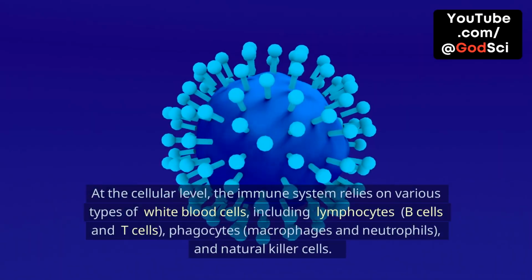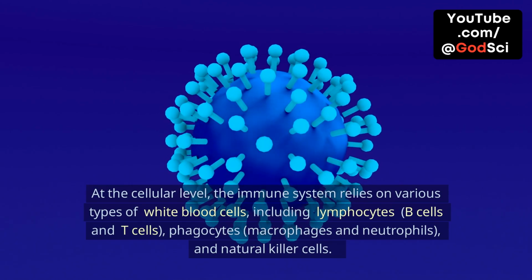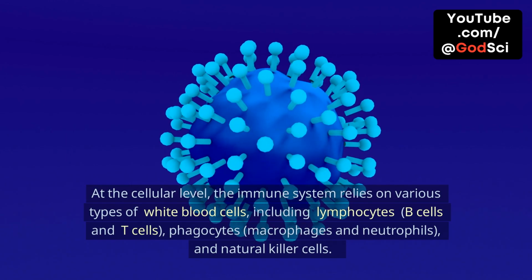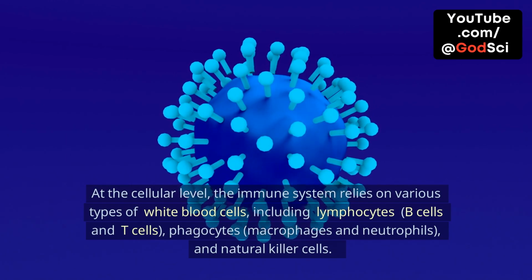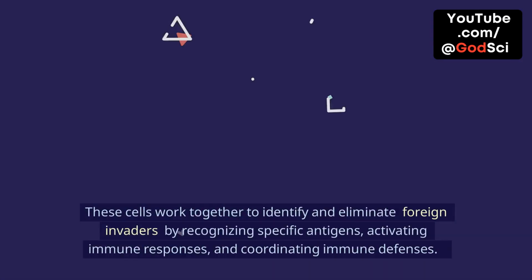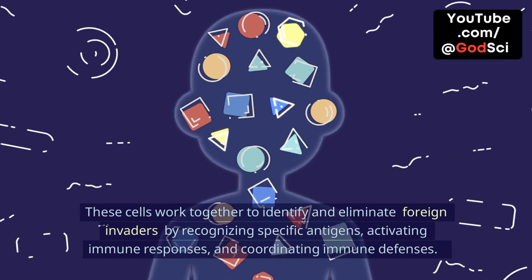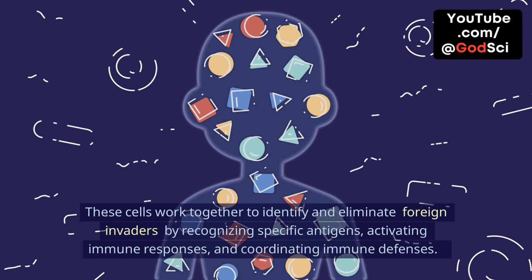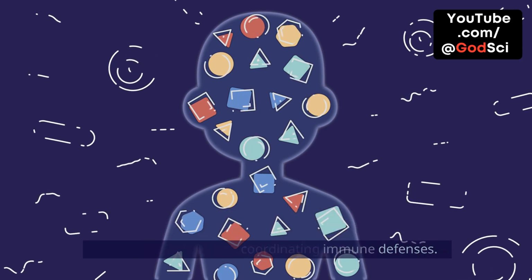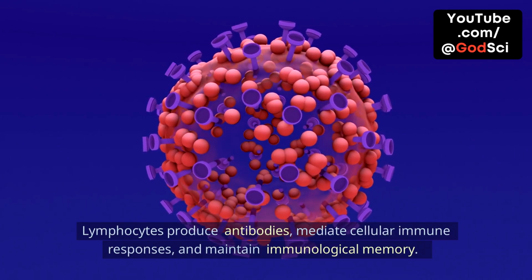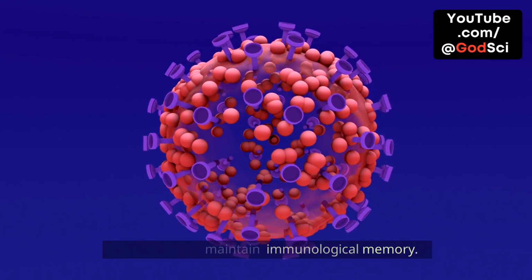At the cellular level, the immune system relies on various types of white blood cells, including lymphocytes, B cells and T cells, phagocytes, macrophages and neutrophils, and natural killer cells. These cells work together to identify and eliminate foreign invaders by recognizing specific antigens, activating immune responses, and coordinating immune defenses. Lymphocytes produce antibodies, mediate cellular immune responses, and maintain immunological memory.